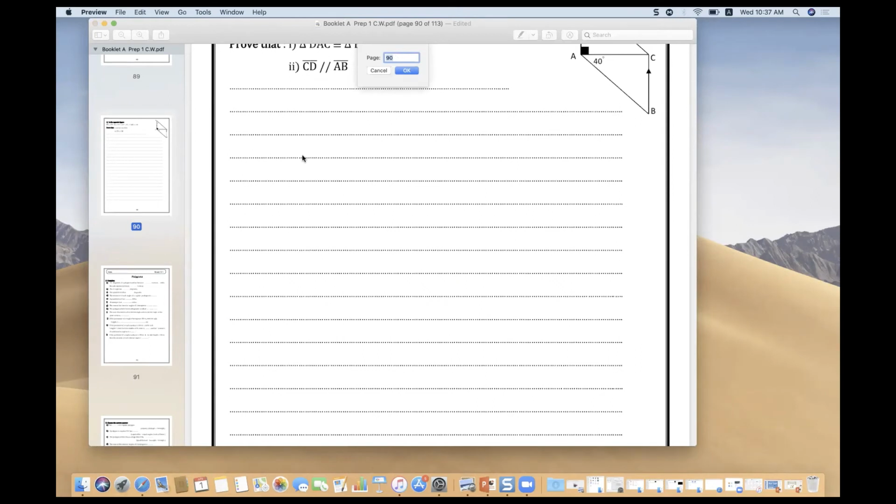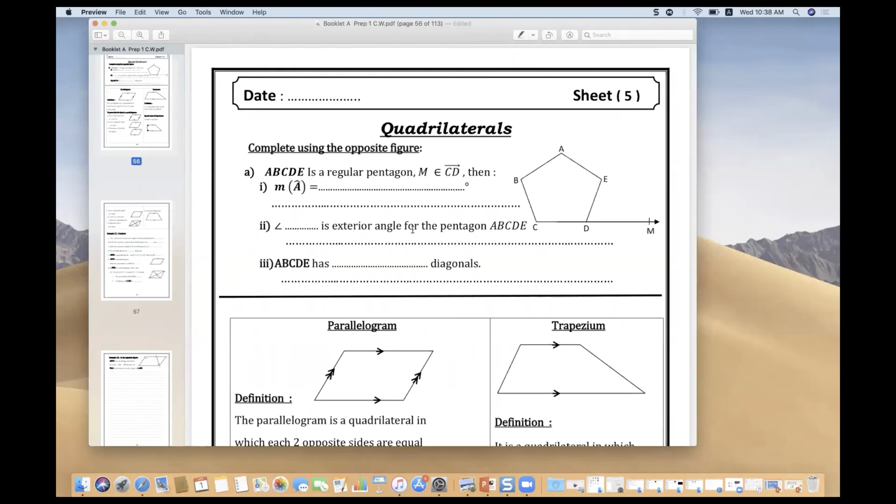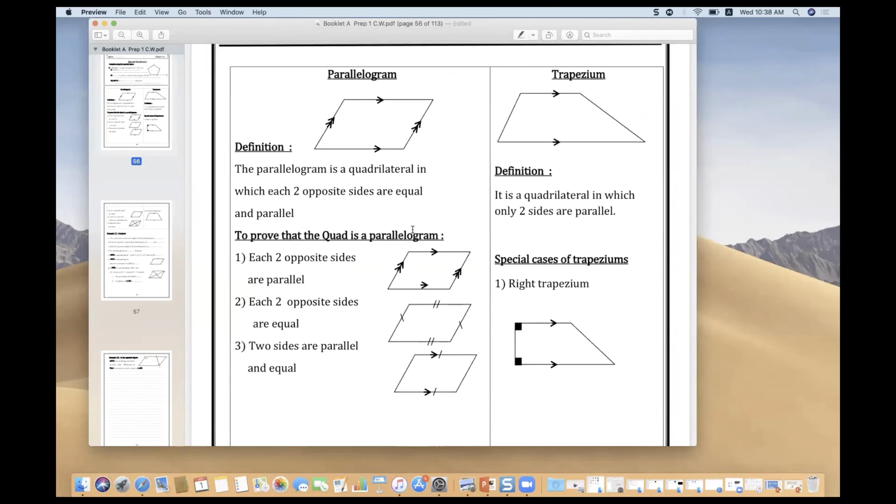Yes. Is there another condition? Two sides are parallel and equal. Yes, I said it: only two sides parallel and equal. Now, I will repeat them again. If I have each two opposite sides equal, this is number 1. Each two opposite sides are equal. Number 2, each two opposite sides parallel. Okay, Ms. Rahab, you have it now.